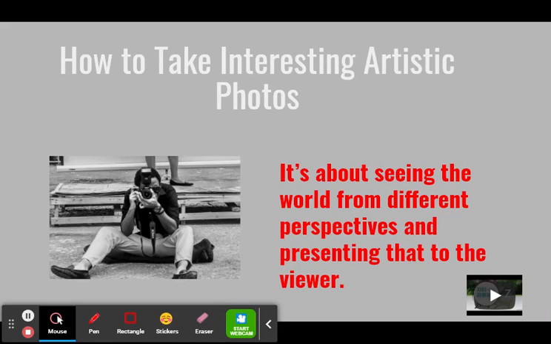Hey, I'm going to go over today how to take interesting artistic photos. And what I want you to know about this is it's about seeing the world from different perspectives and presenting that to a viewer. And that's why this is important for this unit. It's because that's what we're trying to learn, how to look at the world from a different perspective. And you're going to show me that you can do that through the photos you take tomorrow.